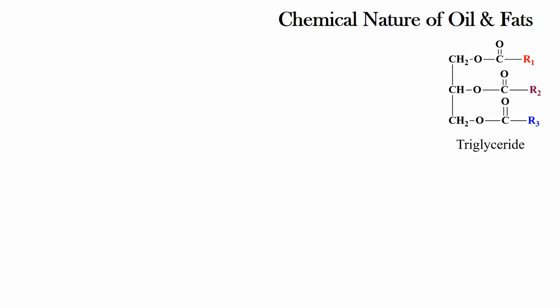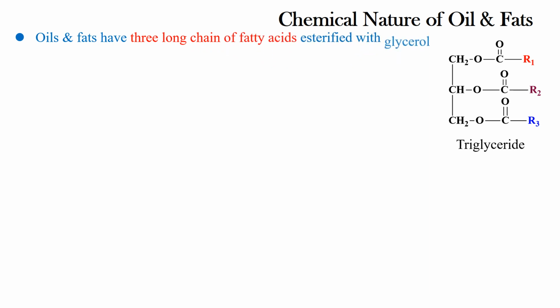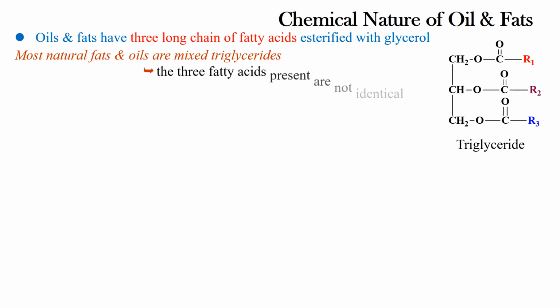Begin with chemical nature of oil and fats. Chemically, oil and fats are triglycerides. It means the oil and fat have three long chains of fatty acid esterified with glycerol. Most natural fat and oils are mixed triglycerides. Mixed triglyceride means all the three fatty acids present in the triglyceride are usually not identical.